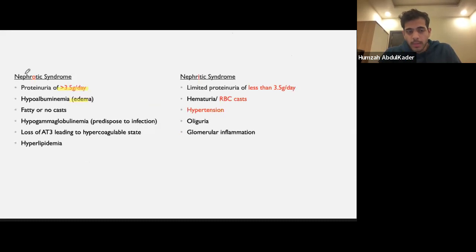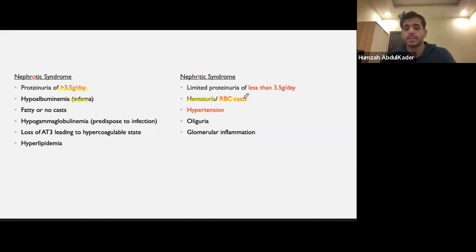Now, coming back to this, we mentioned the things in nephrotic syndrome. Now, for nephritic syndrome, some of the things you need to be looking for is that they also do have proteinuria, but it's not as much, okay? So even if they mention proteinuria, it does not mean immediately nephrotic syndrome. You have to look at how much proteinuria. That's very important. Additionally, you want to look at, is there hematuria and is there RBC casts?